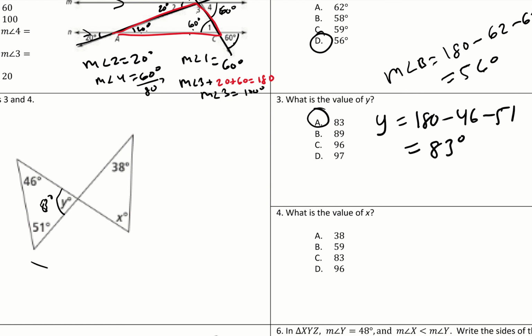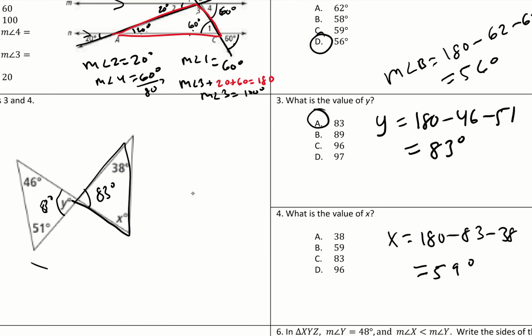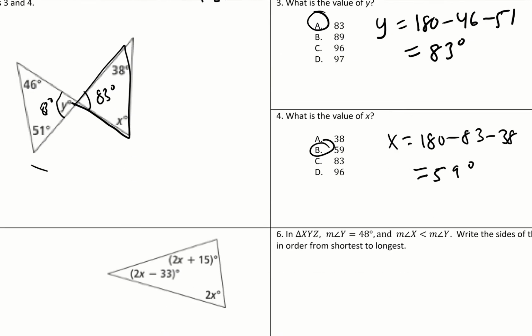Now, if that's 83, that must mean this is 83. And if that's 83, then I can add these up to 180 to get x. So x is equal to 180 minus 83 minus 38. And if I did that, I get 59 degrees. There you go.